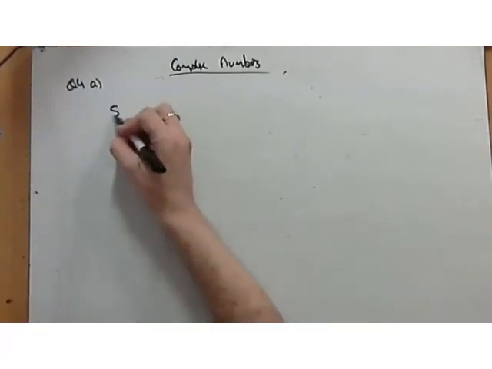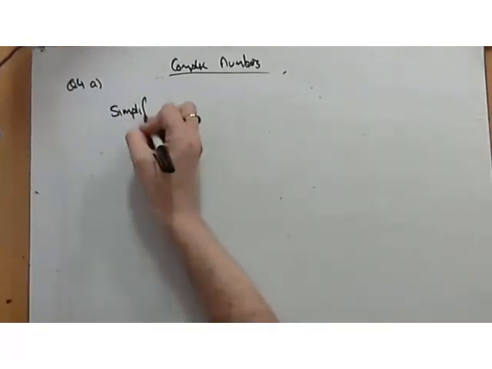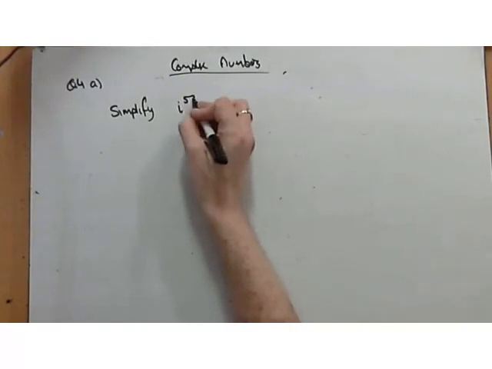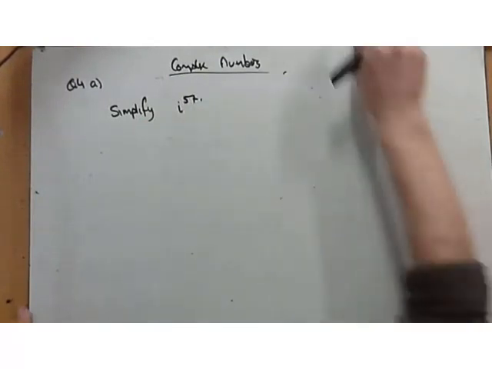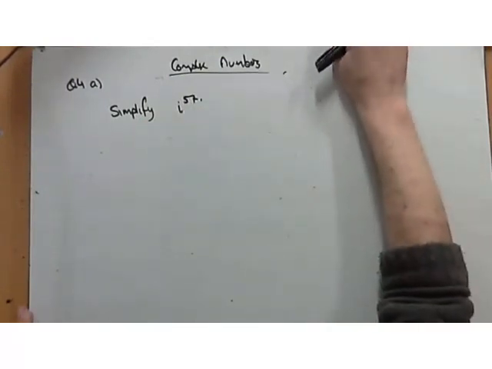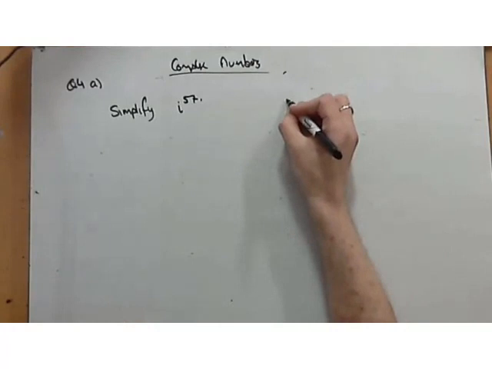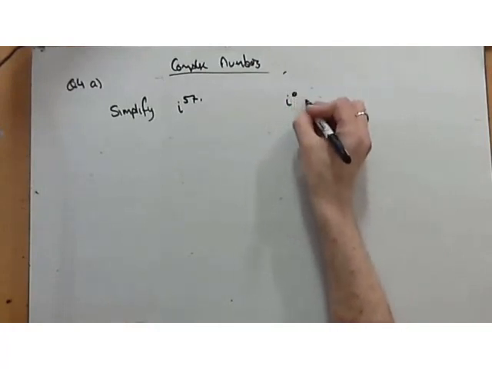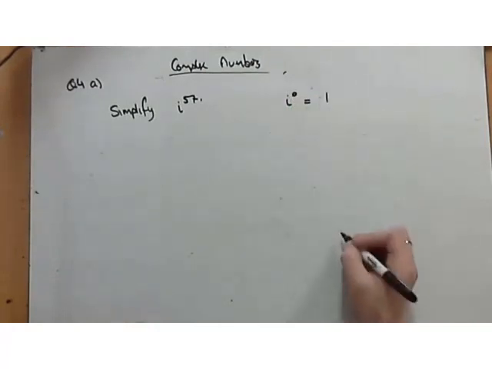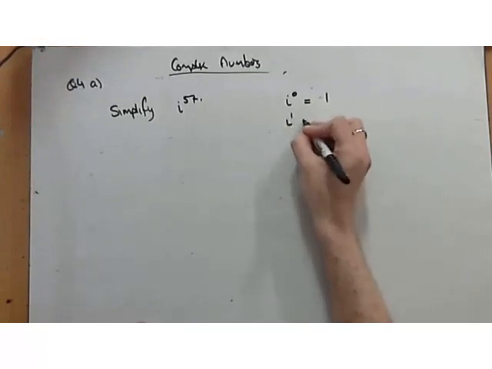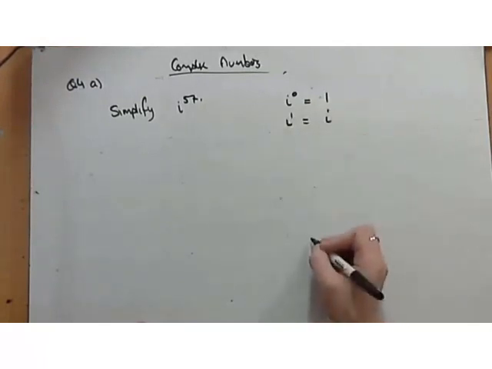And the first question is: simplify i to the power of 57. Now, when it comes to this one, what you need to know is the following. I'm going to write it down. Anything to the power of 0 is 1. Anything to the power of 1 is itself.